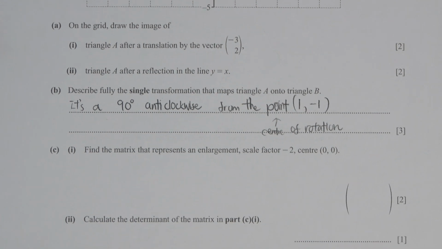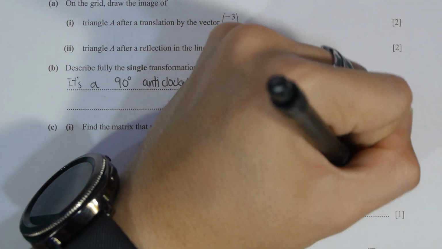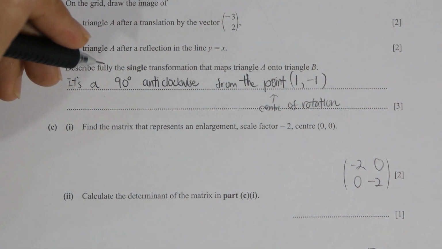Section C, find an enlargement. Okay, so for this, it's actually -2, 0, 0, -2. If you don't understand this, you can actually memorize it.